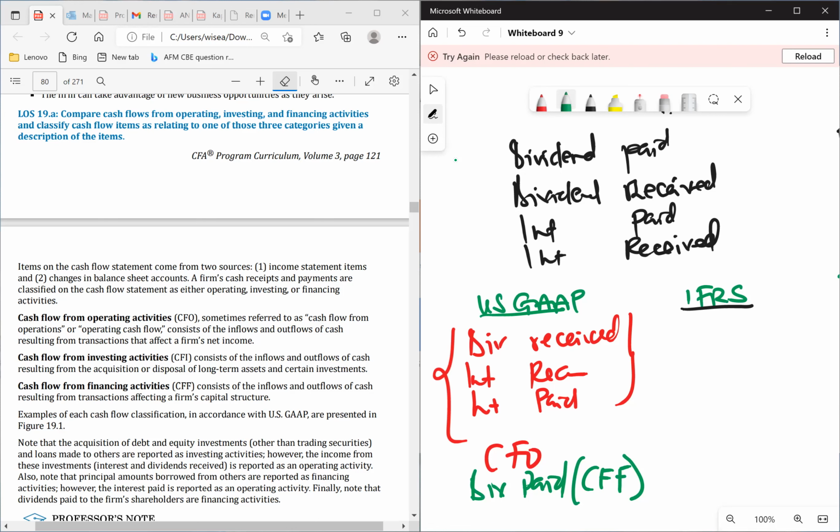And in the IFRS, there is an option to classify them as either operating or financing or investing, depending on where you are. But for US GAAP, it's strict that when you receive dividend, when you pay interest, when you receive interest, treat all of them as part of your operating cash flows. And it is only dividend paid that should be classified as financing cash flows.